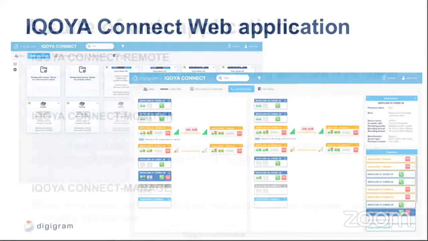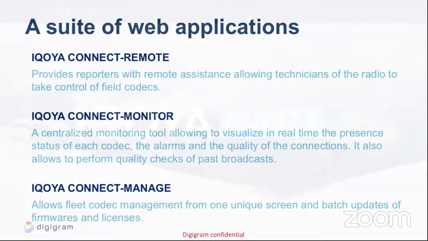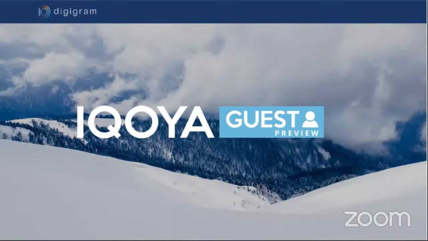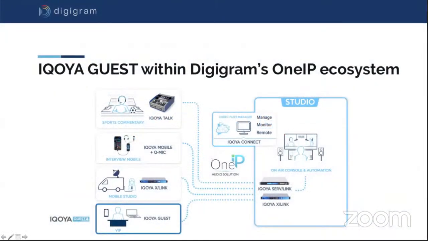All right. Now let's talk about Akoya Guest. Akoya Guest is the web codec, and the web codec lives right here. That is where it lives in our ecosystem. It is nothing but a link. And as I said earlier, you put the link in the browser, it downloads the software into your browser, and you're off to the races.